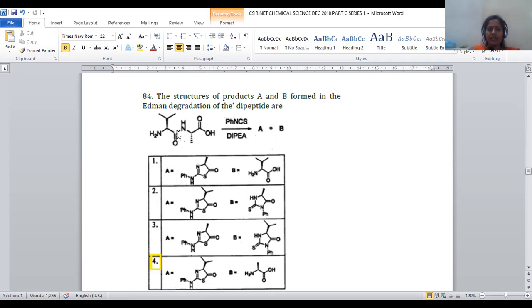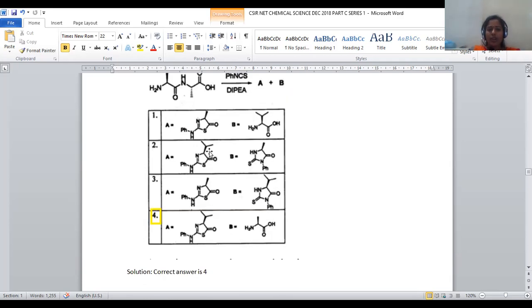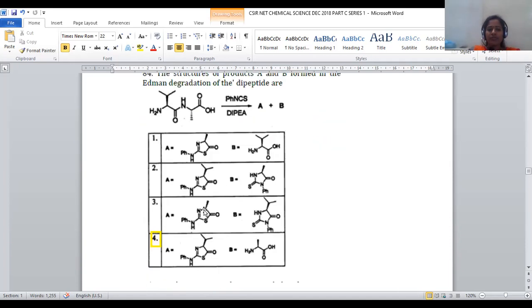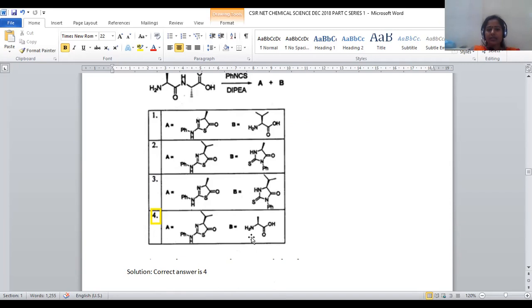Always the condition in Edman degradation is that phenyl thiocyanate should attach to the N-terminal center rather than the C-terminal. If it attached to the C-terminal, then we would get option A as the product, but it is not possible. Always it should be attached to the N-terminal center. That's why the isopropyl moiety is present in options number 2 and 4. So these two are the correct statements. But the second compound should be alanine. Alanine is possible only in option number 4. That's the reason why for question number 84, option number 4 will be the right answer.